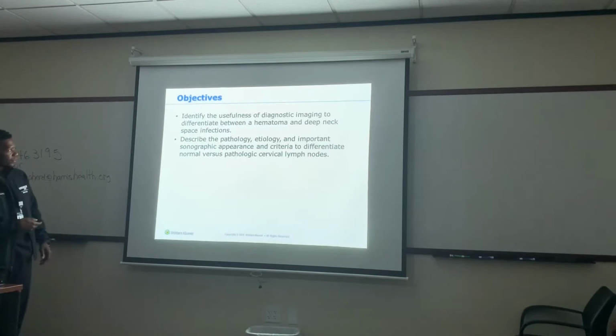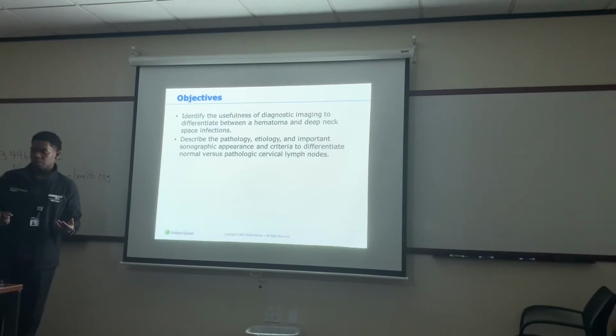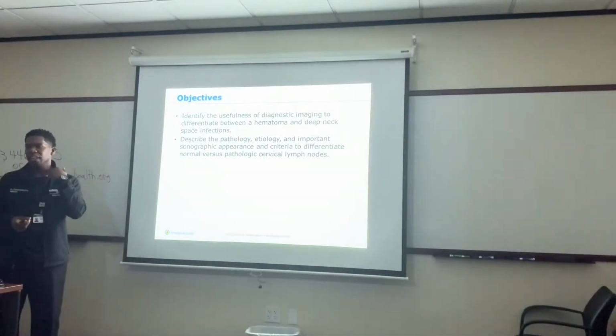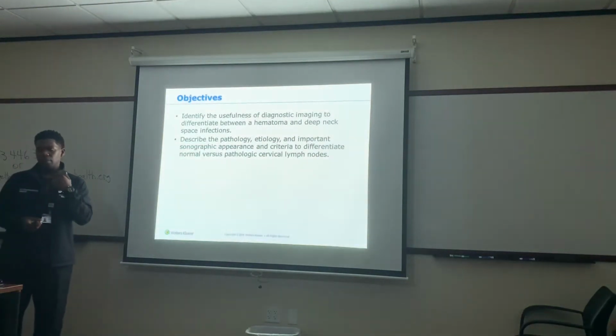All right. So identify the usefulness of diagnostic imaging to differentiate between the hematoma and deep neck space infections. And describe pathology again, normal versus pathological cervical lymph nodes. So I will say this: it's not abnormal to see cervical lymph nodes on a normal person. You can be perfectly healthy, and you're still going to be able to see what's called the thyroid chain of lymph nodes lateral to the thyroid. So it's not abnormal.